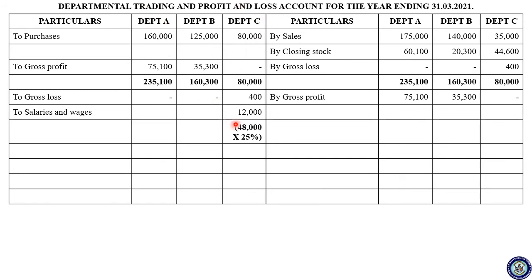Now what is left with that? 48,000 minus 12,000, because in that total 48,000, 12,000 is already apportioned to department C. So the remaining 36,000 is to be apportioned among departments A and B. In which ratio? See point number C. In 1:2.